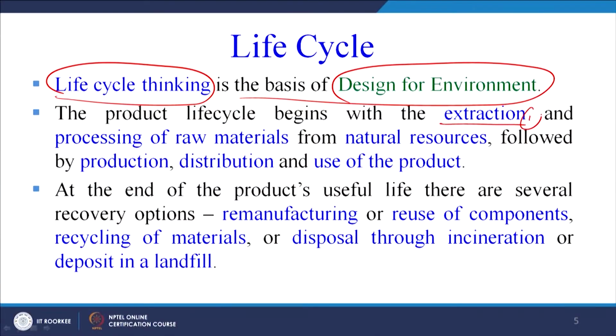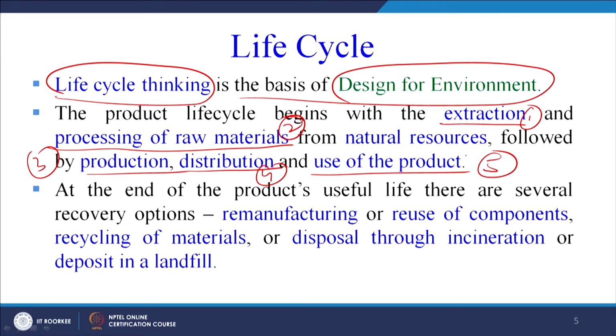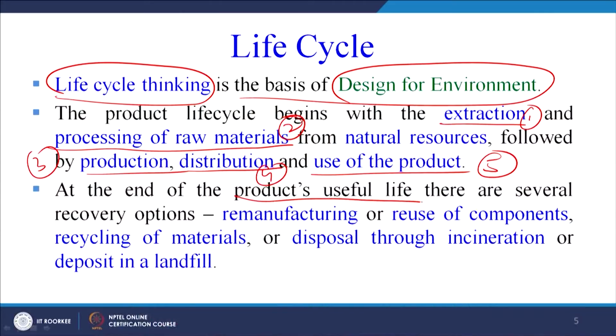So these are the stages: extraction is the first stage, then processing of raw materials from natural resources is the second stage, then production, distribution to the customer, and use of the product. So we start with the raw material and finally we end up with the use of the product by the customer. Now what happens at the end of the product's useful life?